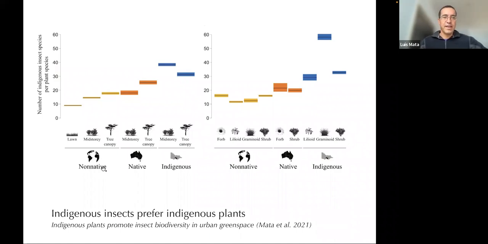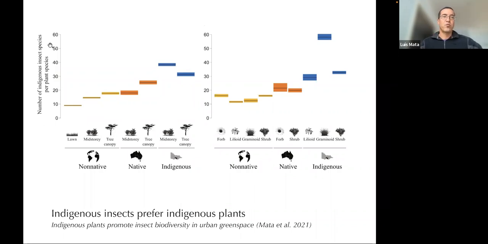So here in this graph to the left, our attempt was to divide things into, say, for example, a lawn in a city, a mid-story type vegetation, so the type that you would put around your paddock, for example, and the tree canopy, right? And then we divided those plants into plants that were non-native to Australia, that were native to Australia but not to Victoria in this example, and then plants that were purely indigenous to Victoria.